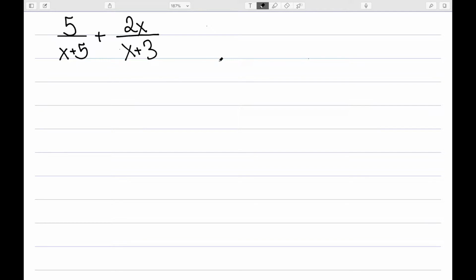Here I have 5 over x plus 5 plus 2x over x plus 3. When I find my least common denominator, I start with the first fraction and I write down what's in the denominator, x plus 5. I then go to my second fraction. This denominator has an x plus 3. So my least common denominator is x plus 5, x plus 3.